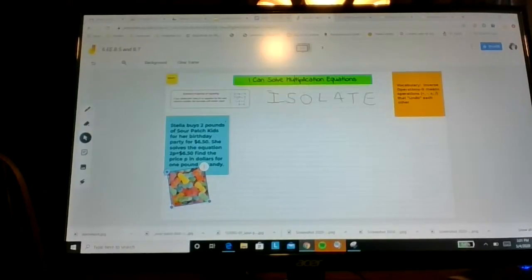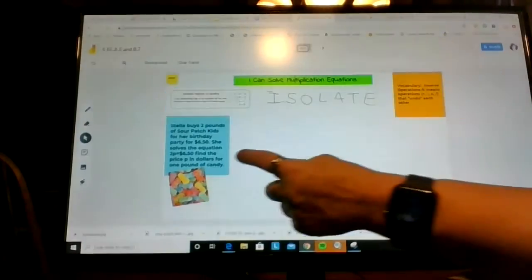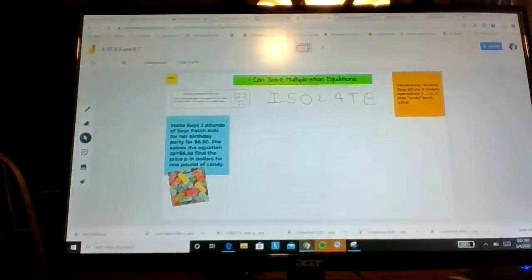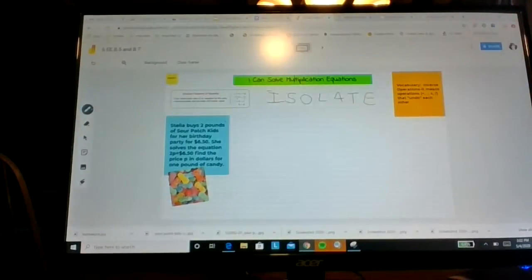All right, so Stella buys 2 pounds of Sour Patch Kids for her birthday party for $6.50. She solves the equation 2p equals 650. Find the price, which is p in dollars, for 1 pound of candy. So I want to know what 1 pound is. I need this 2 to become a 1. So what am I going to do? I am going to set this whole problem up.